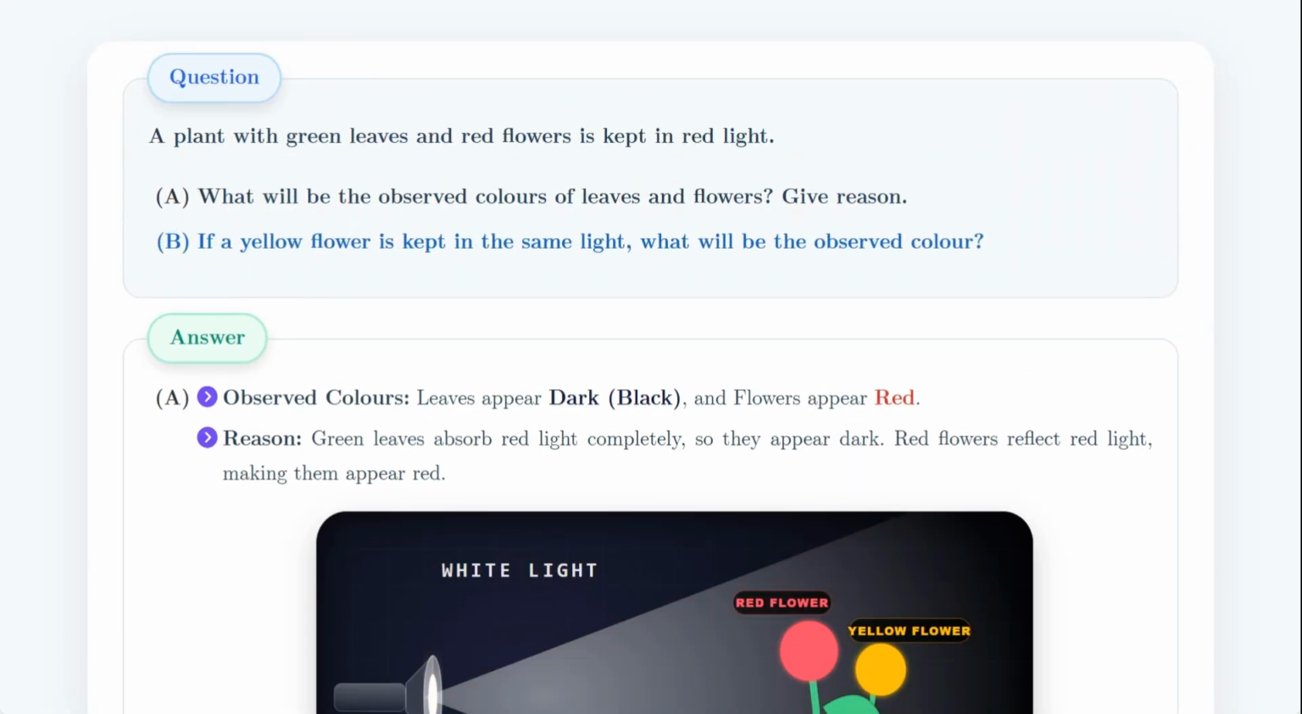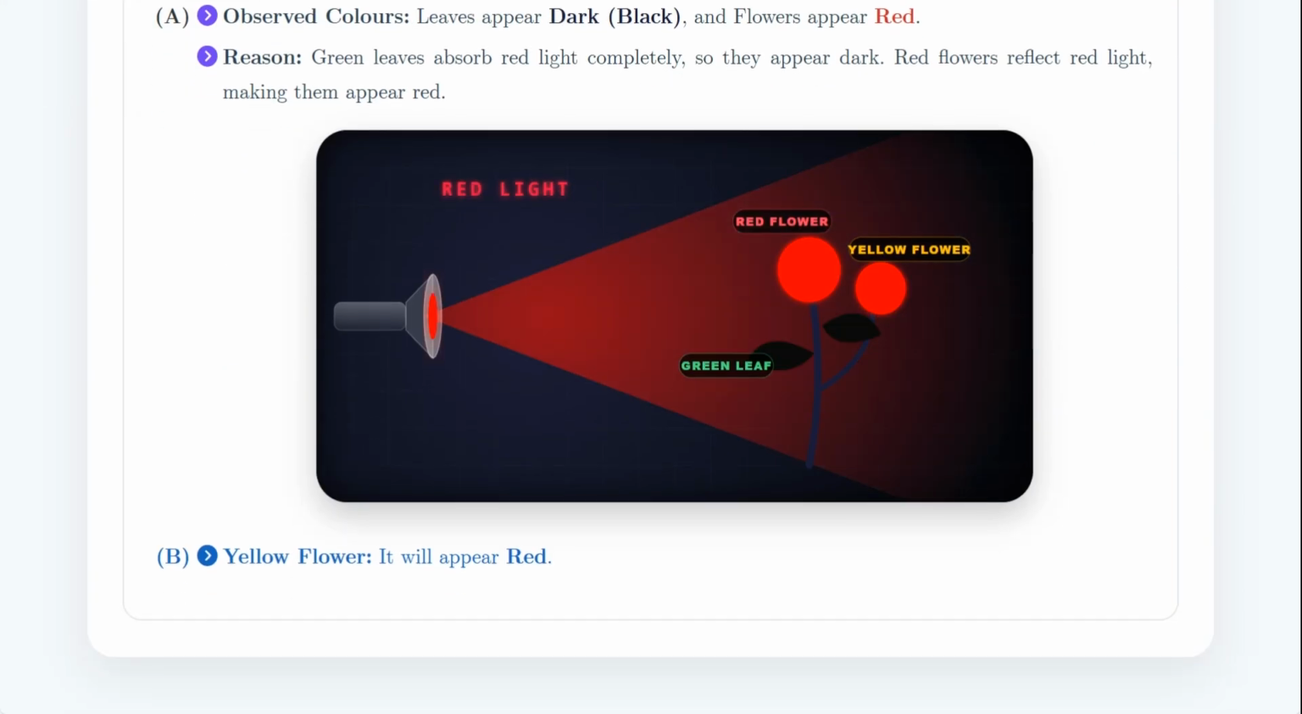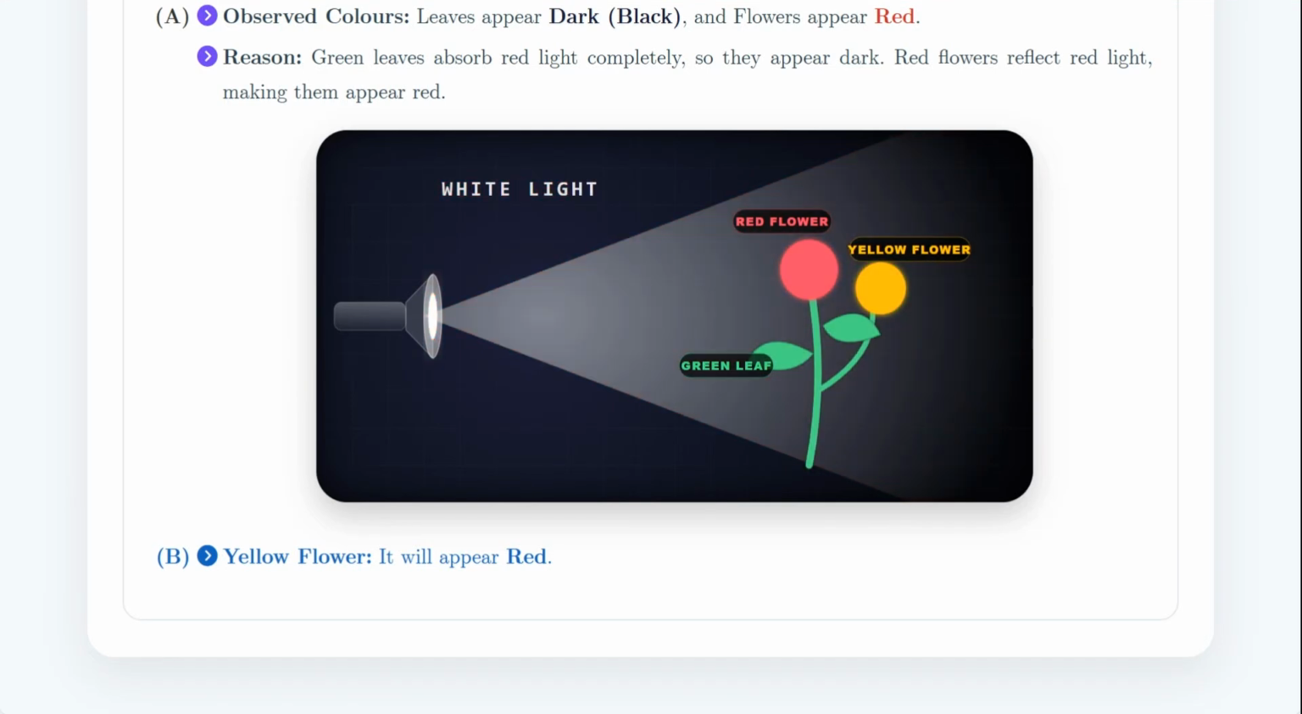Now, let's look at part B of our problem. Suppose we introduce a yellow flower into this exact same red light. What color do you think it will appear? The answer is quite surprising. The yellow flower will actually appear red.